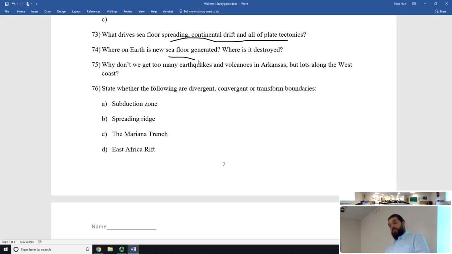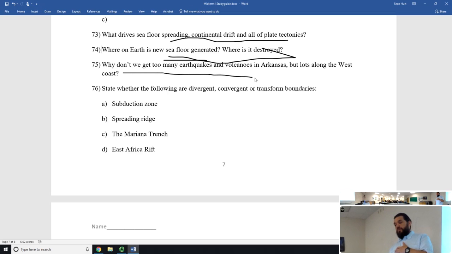All right, where is new seafloor generated? Where is it destroyed? It is generated at mid-ocean ridges, right? It's destroyed at subduction zones. Very important. So it's generated at mid-ocean ridges, destroyed at subduction zones.